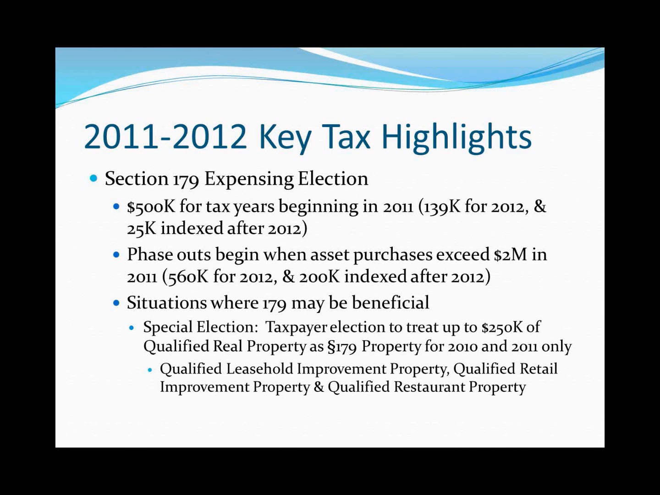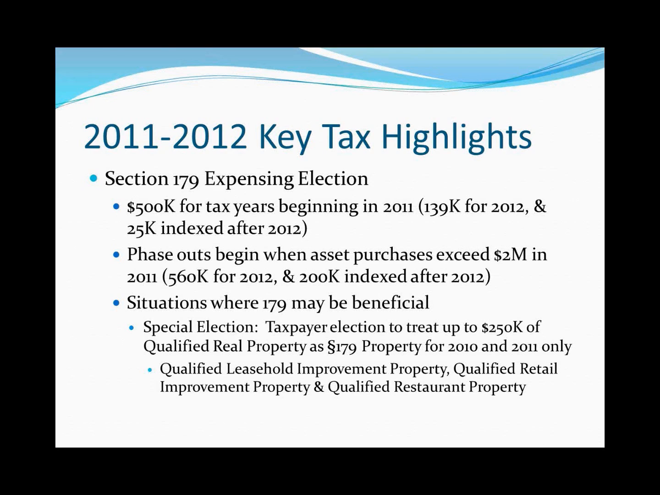Now we come to the Section 179 expensing election. There was some favorable treatment here over the last couple years. For 2011, you could elect to expense $500,000 of applicable property that was purchased. So similar to the bonus depreciation rules. That number drops down to $139,000 for 2012 and is currently indexed so that starting in 2013 that number will only be $25,000, which was what it was for years and years before some of these favorable treatments came into place, some of the Bush tax cuts.